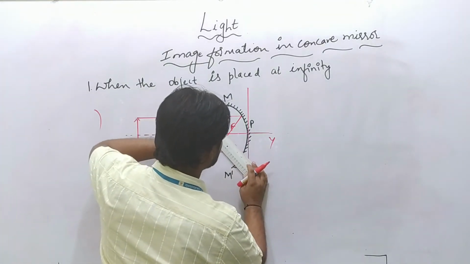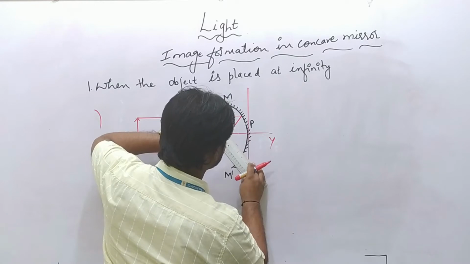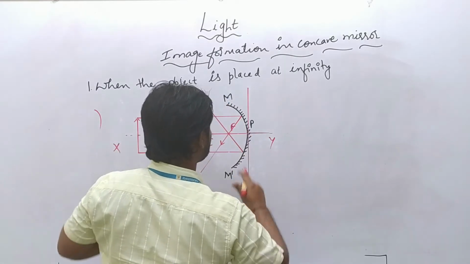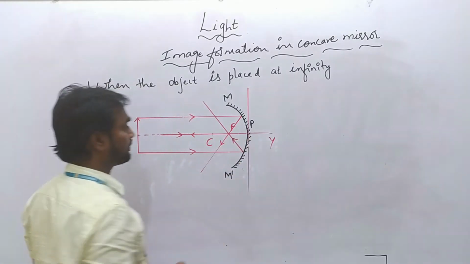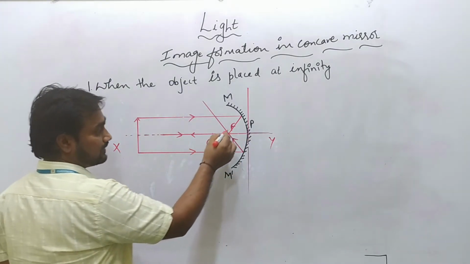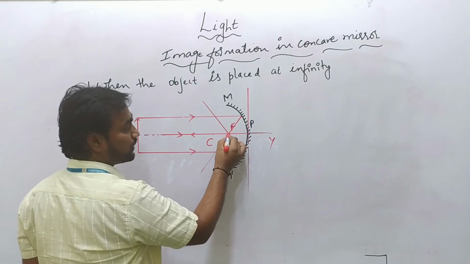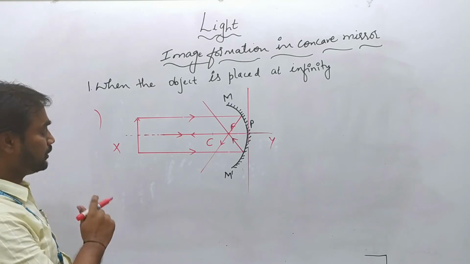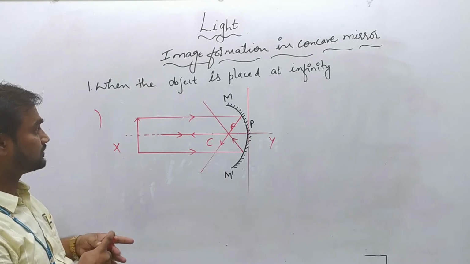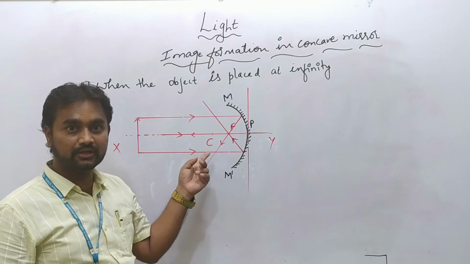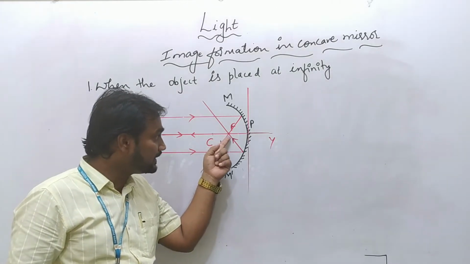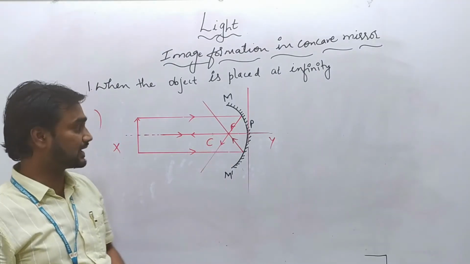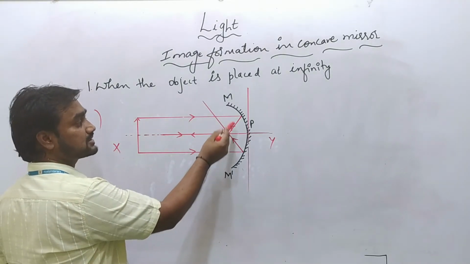Again, after reflection, this must pass through the principal focus according to the first rule of ray diagram. Now you could see where the reflected rays are meeting, that is where the image is formed. The image which is formed here is at F, principal focus, and on the principal axis.